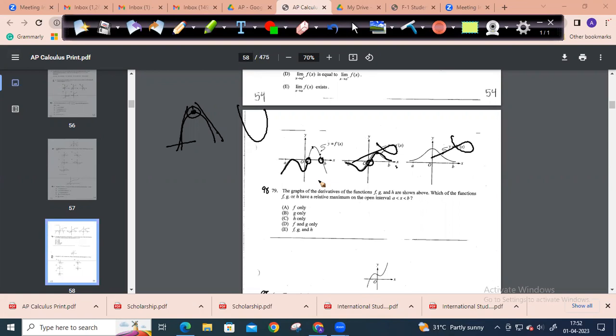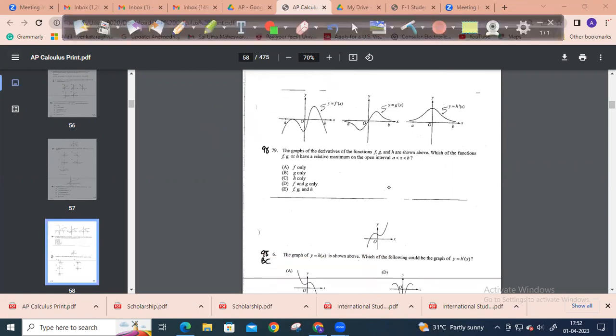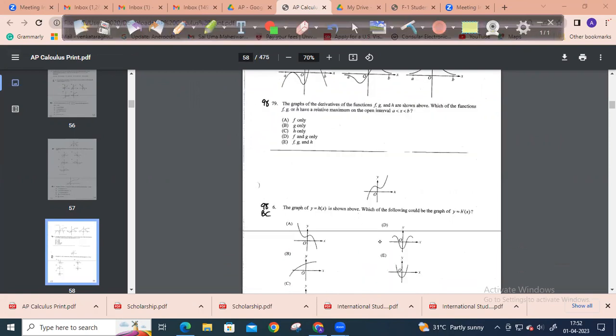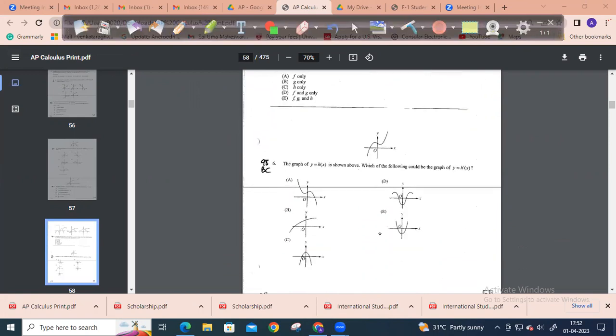These are original AP questions. You'll get similar questions in the exam, because they can ask multiple questions. Now see this one. The graph of h of x is given. Which of the following could be the graph of h dash of x? So simple here. They gave h of x, and they're asking for the graph of h dash of x.